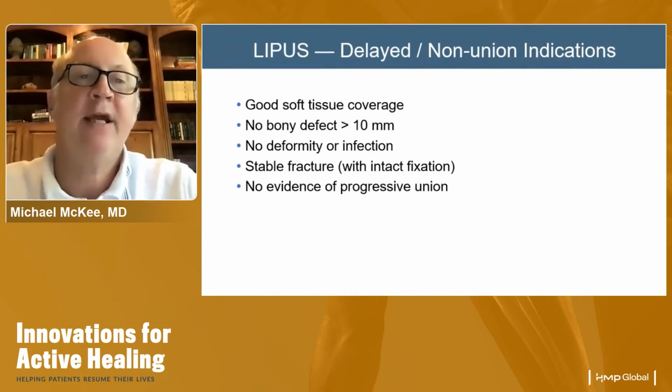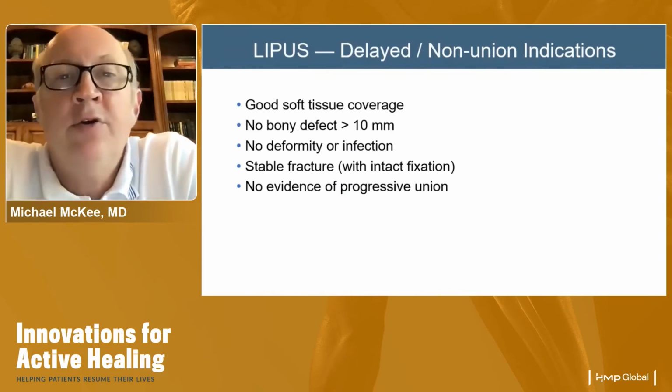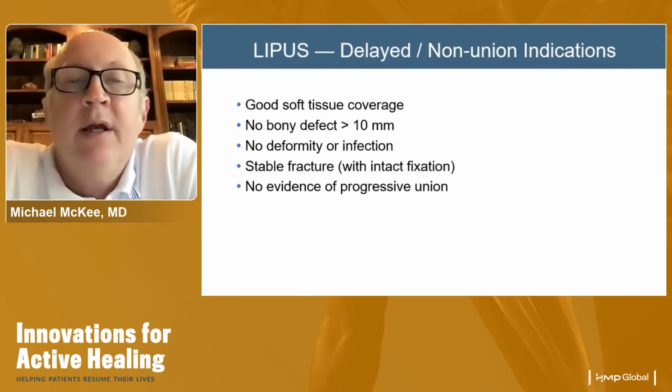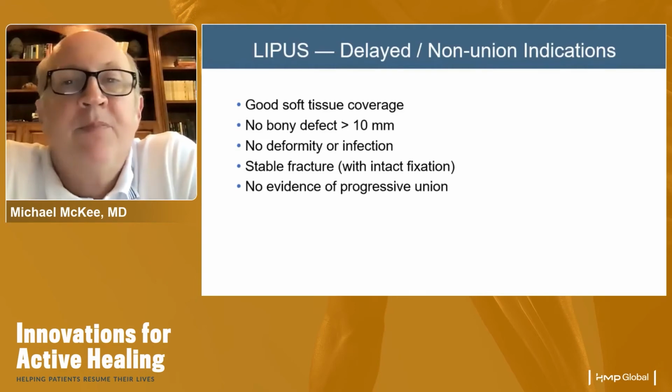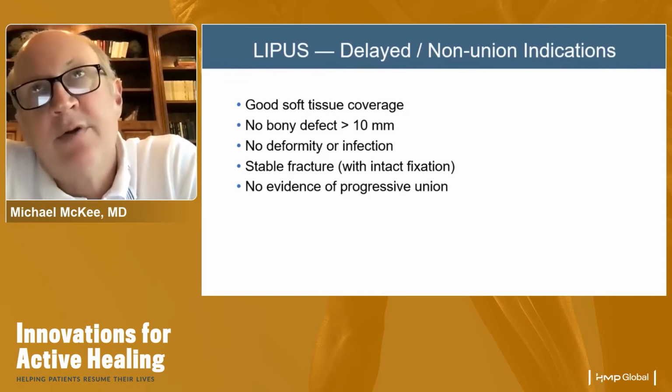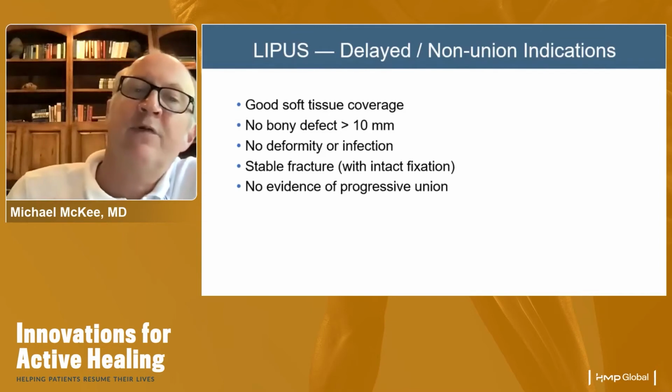My general indications for LIPUS are delayed or non-unions. We'll talk a bit about fresh fractures perhaps in another talk, but when I see a delayed or non-union, these are my specific indications. You need to have good soft tissue coverage. You can't have a massive bony defect. And, bony defects and critical size defects are somewhat controversial.